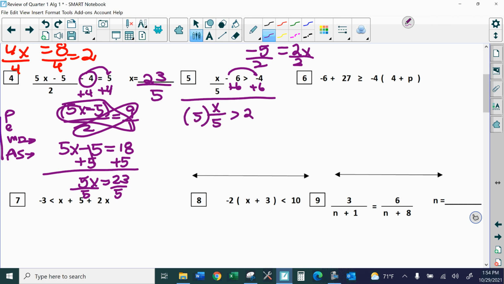And multiply by 5, the reciprocal of 1/5. Remember, the coefficient of that x is 1/5. It's the entire thing, not just that 1. The reciprocal of 1/5 is 5. Whatever I do to one side, I do to the other. So I get x is greater than 10.